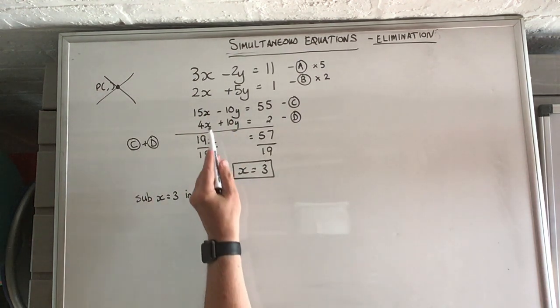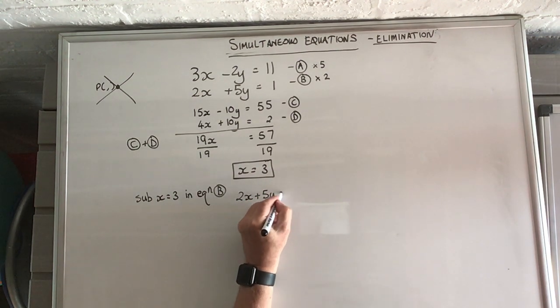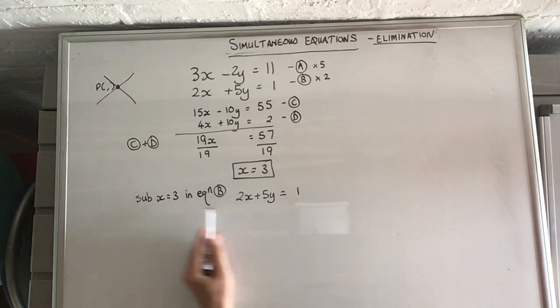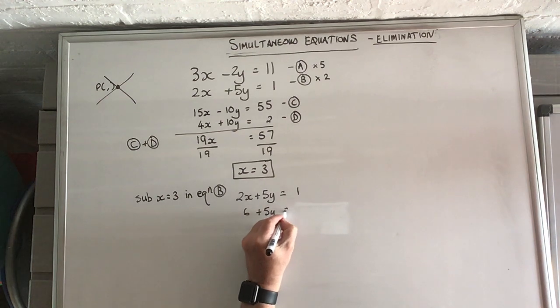So 2x plus 5y is equal to 1. But x is 3, so 2 3s are 6, so that's 6 plus 5y is equal to 1.